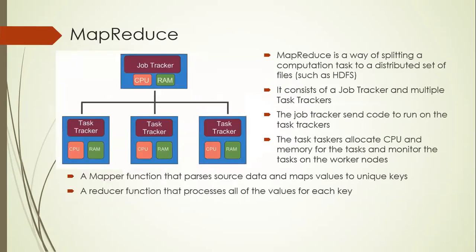What is MapReduce? MapReduce is a way of splitting the computational task across a distributed set of files. It consists of a job tracker and many task trackers. The job tracker sends the code to run on the task trackers. The task trackers allocate CPU and memory for the task and monitor the task on the worker node, just like a master. MapReduce contains a mapper function that passes source code and maps values to unique keys, and a reducer function that processes all of the values for each key.